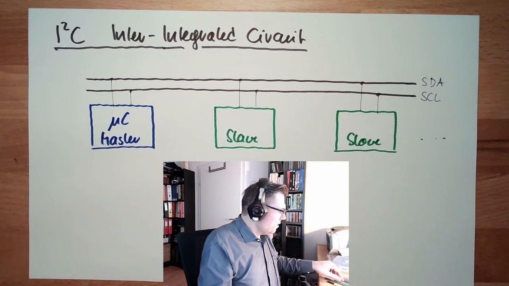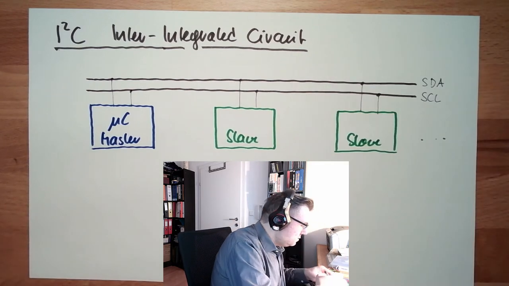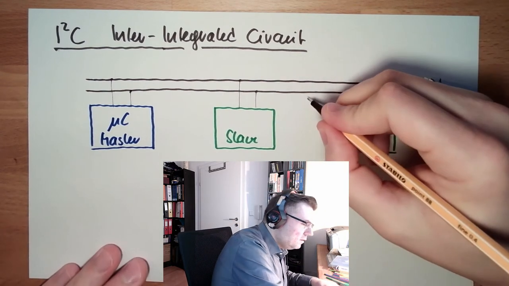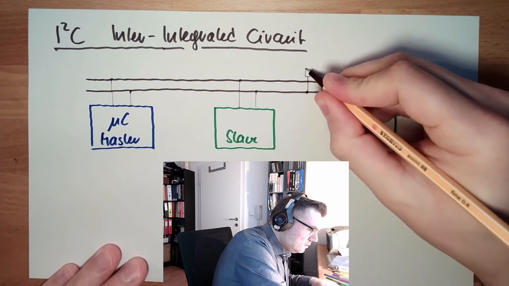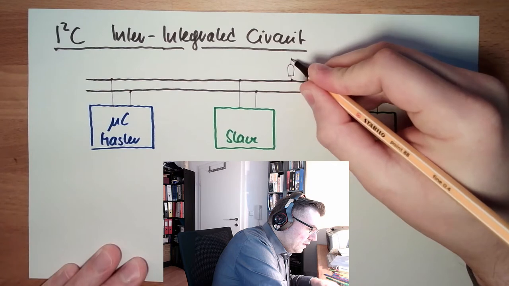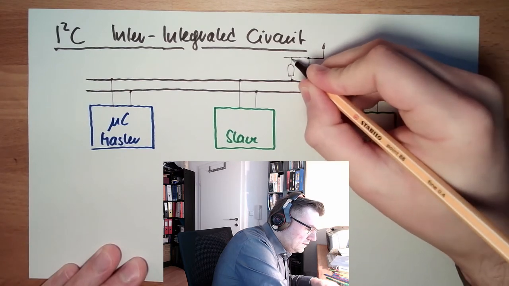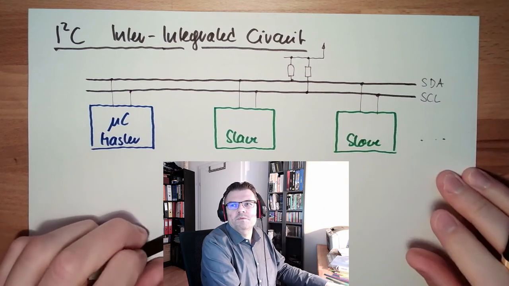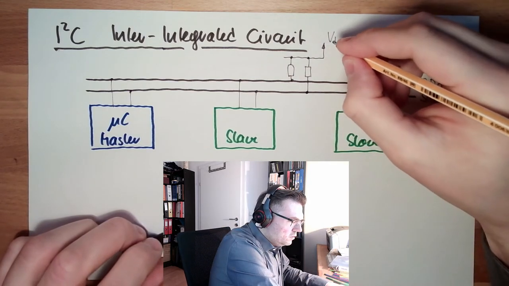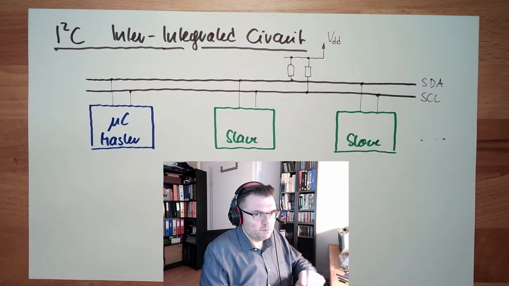One thing is there, we need to have some pull-up resistors. And those pull-up resistors pull both lines up to a supply voltage.